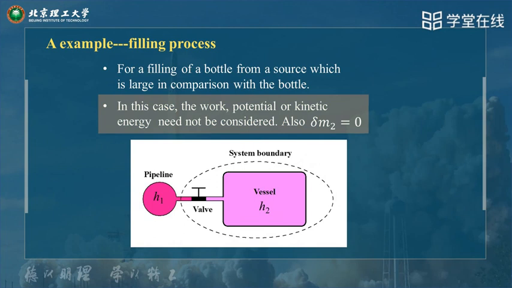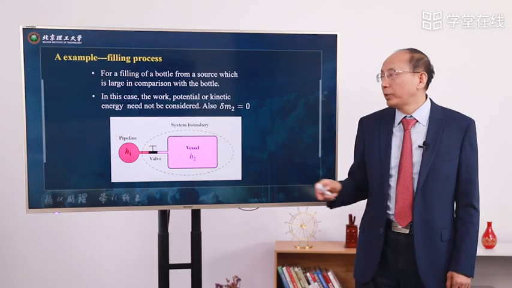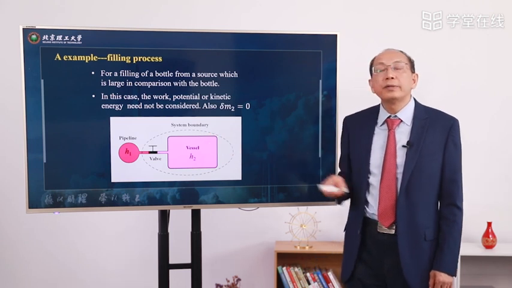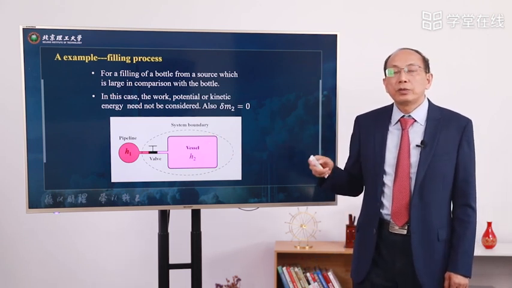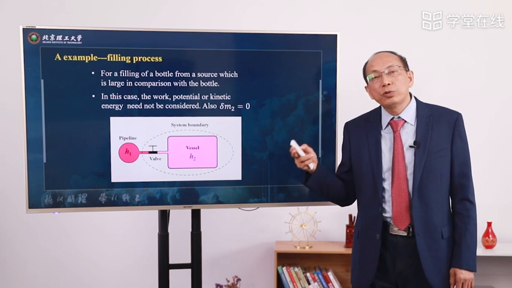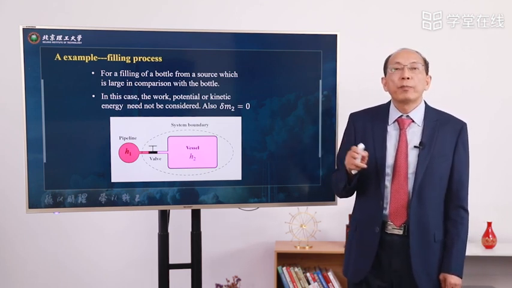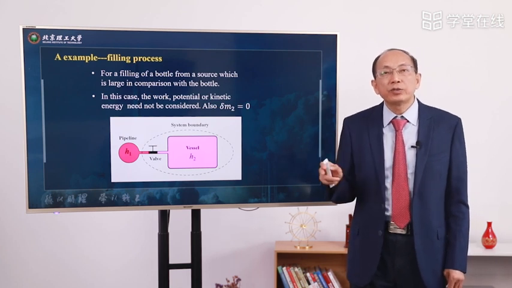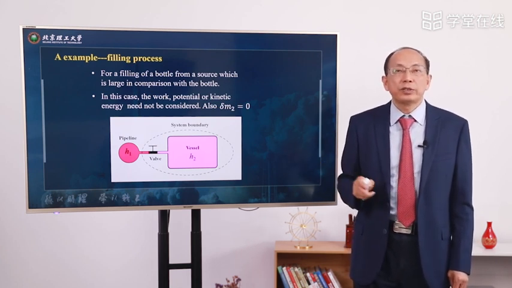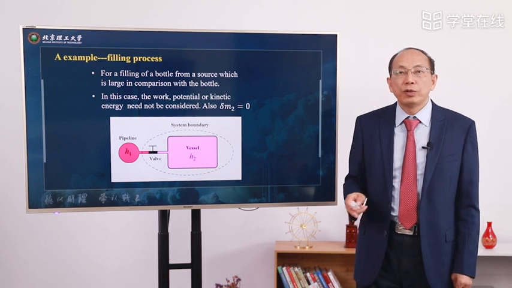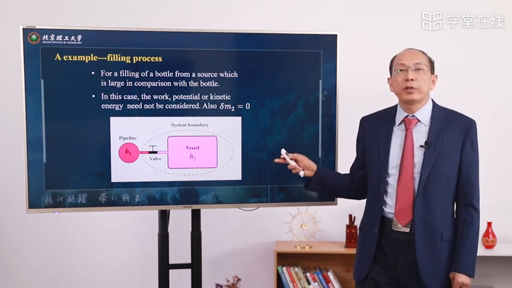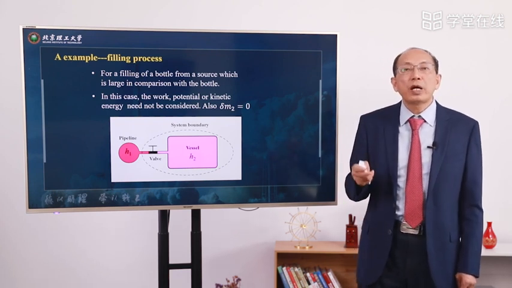In this case, the work, potential energy, and kinetic energy do not need to be considered, because only one input goes in, and we can think it is not so fast. So potential energy and kinetic energy can be ignored. Also, delta m2 is 0 because there is no output.